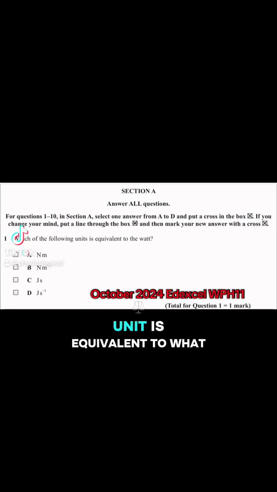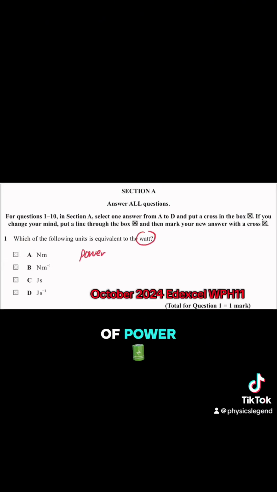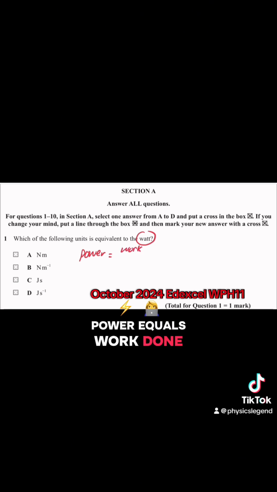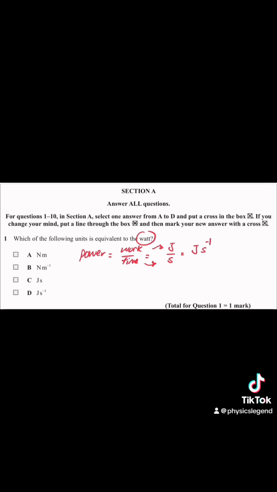Which of the following units is equivalent to what? What is the unit of power? Power equals work done divided by time taken. The unit of work, which is joule, divided by the unit of time, which is second. We are going to make a little rearrangement. So joule second minus 1. Question 1, answer is D.